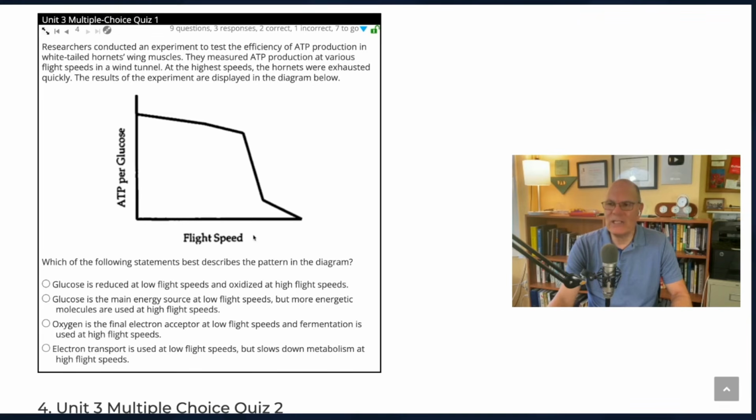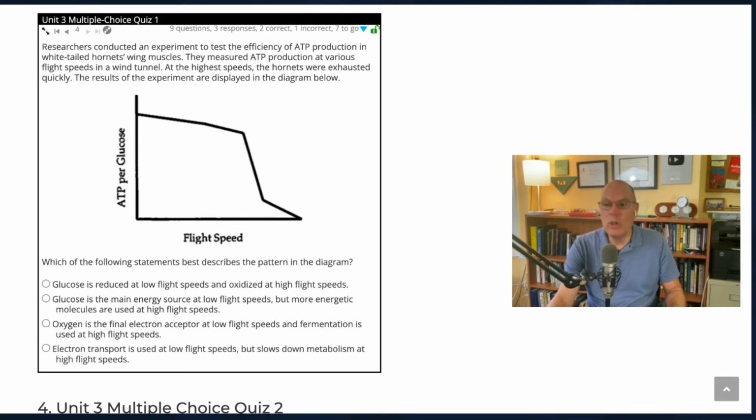The x-axis is flight speed, the y-axis is ATP per glucose, and it shows that at lower flight speeds, the ATP per glucose is high, and then it dramatically falls. And at the highest flight speed, it is much, much lower. So, which of the following statements best describes the pattern in this diagram?